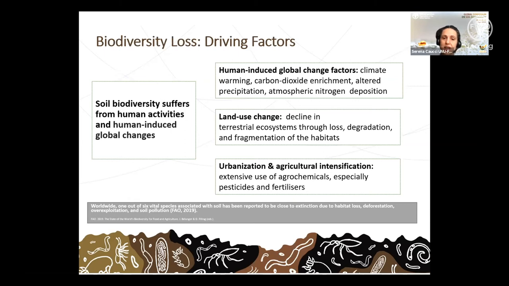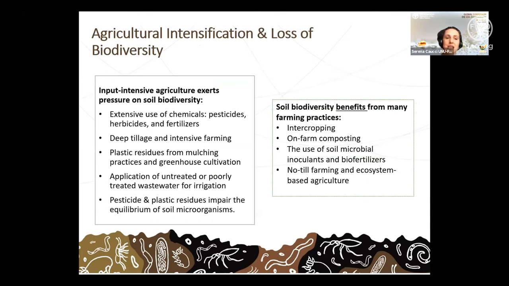As well, urbanization and increased population growth have intensified agriculture intensification and such an extensive use of agrochemicals and also intensive practices have been degrading our soils. I would like to focus especially on how agriculture exerts pressure on our soil biodiversity. And this can be of different types. One can be chemical, can be mechanical, can be also by inserting plastic pollutants or plastic residues like mulching from agricultural practices or greenhouse cultivation, as well as irrigating soil with poorly treated wastewater.